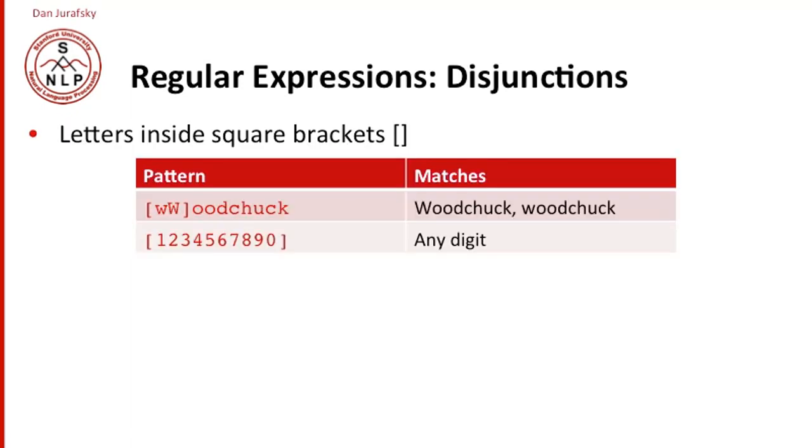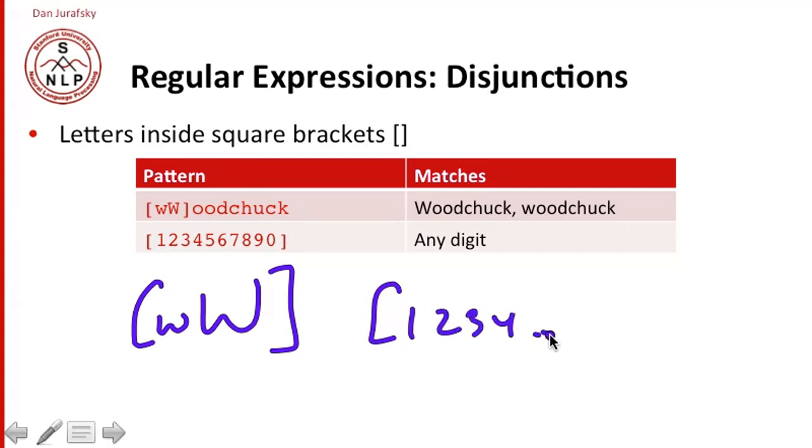The square brackets in a regular expression pattern mean any letter inside these square brackets. So lowercase w, capital W, in square brackets means either a lowercase w or a capital W. So we can combine that with woodchuck to match lowercase or uppercase woodchuck. And similarly, with digits 1, 2, 3, 4, and so on, 5, 6, 7, 8, 9, 0 matches any digit.